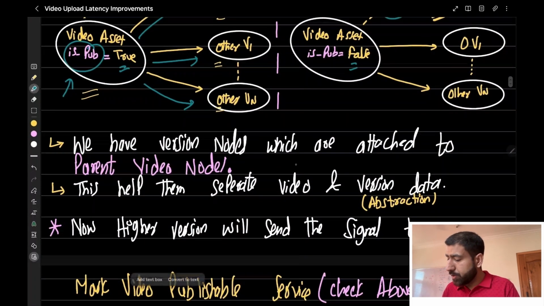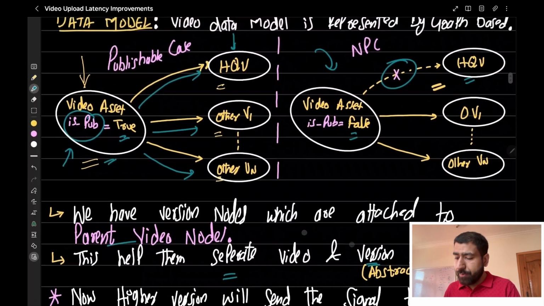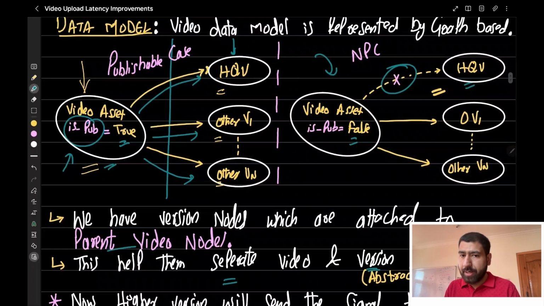So we're saying we have version nodes which are attached to the parent node. The parent node here is the video asset node. This helps us separate video and version data. So what they've done is create a separate video node with the video information, and the version information is on the version node. So they have segregated the data.